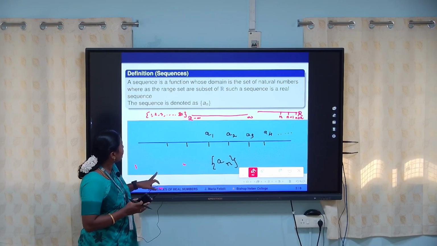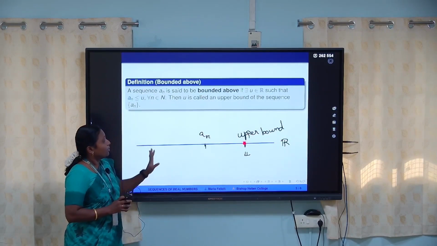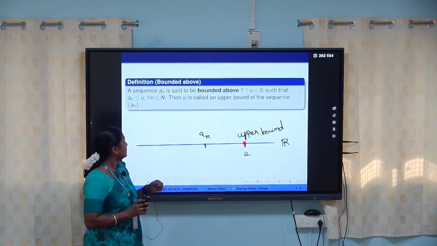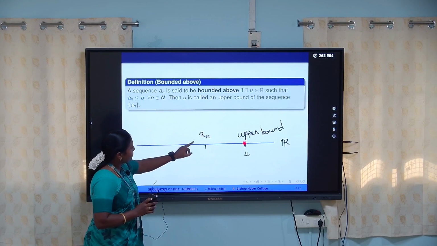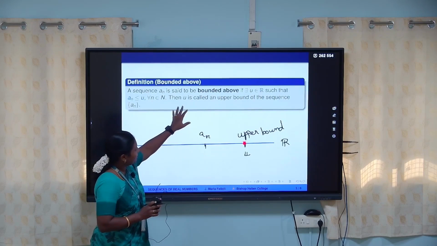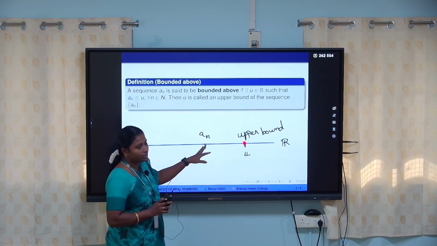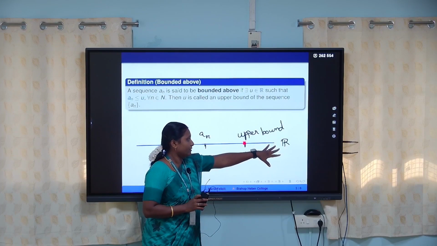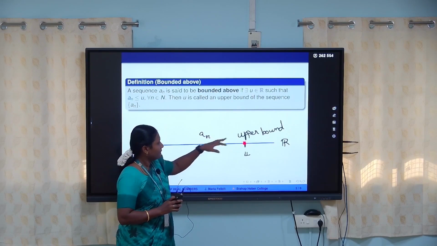Next we will move to bounded above and bounded below sequences. What do we mean by a bounded sequence? If I take a sequence an, then it is said to be a bounded sequence. We are going to take a bounded sequence an in the real line, not in any other line. So we are going to see the sequence in the real line.